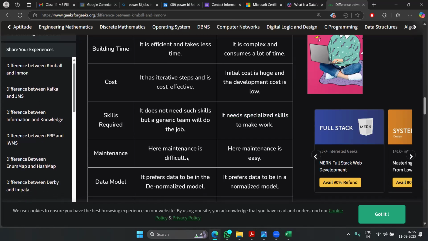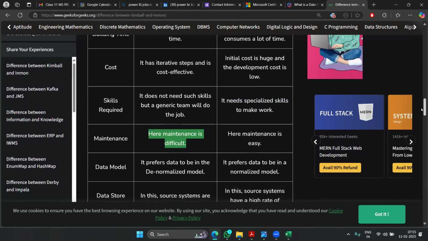And if you see here, the maintenance is difficult. So this is the minus point for the Kimball, right? The maintenance is difficult. Why? Because just think of it. You have 10 departments. In all the 10 departments, they are creating their own data marts. Each department would be having an employee table. Each department is going to have a sales table, correct? Now, when you try to get all this together, you are going to see multiple similar tables, and integrating or maintaining that many things would be difficult.